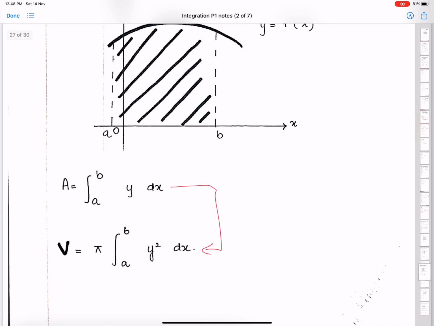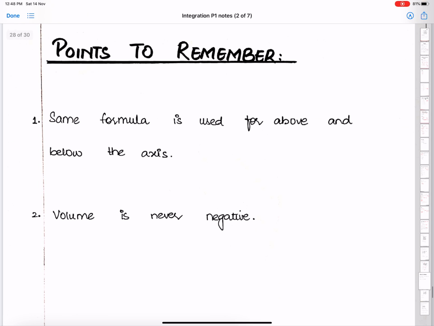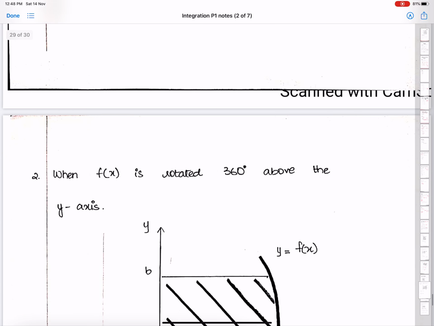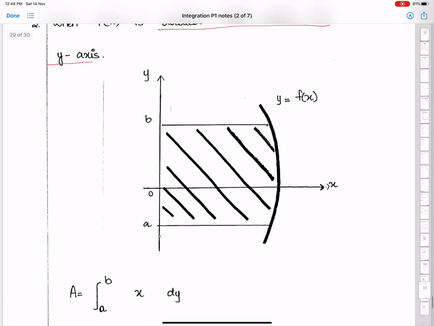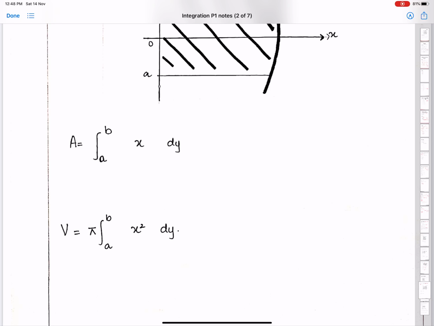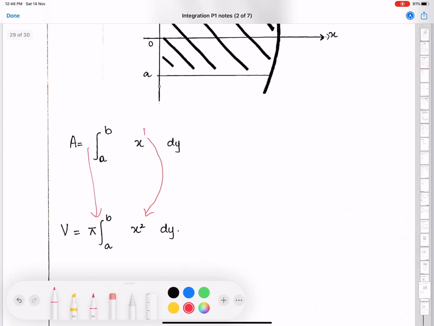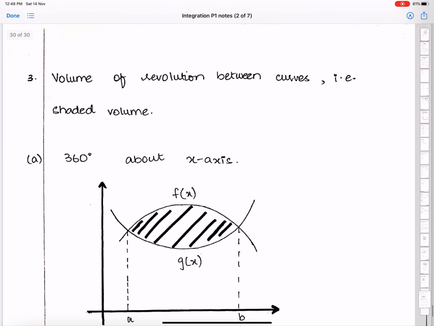And this formula can be used when the curve is above the x-axis or below the x-axis, because volume can never be negative. The same formula is used for above and below the x-axis, because volume is never negative. When f of x is rotated 360 degrees about the y-axis, use the same formula as you use in area. You just need to change the power to 2. Add pi here. You need to learn these formulas.